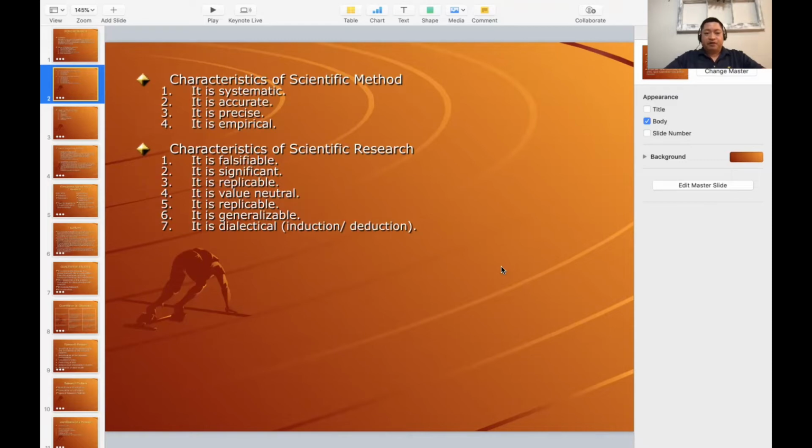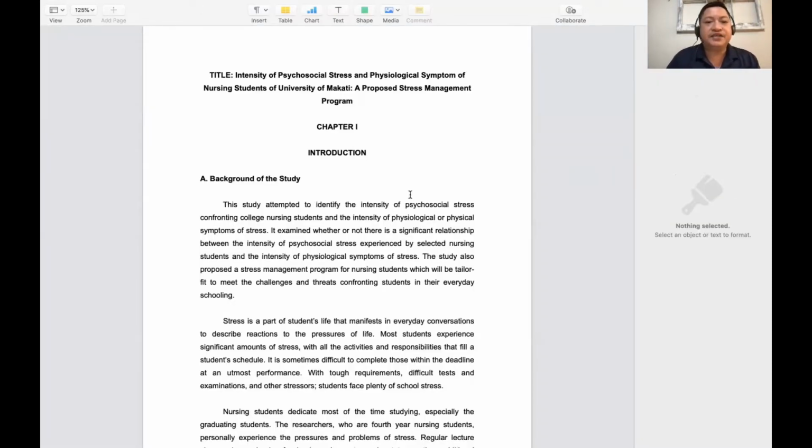For example, this is a thesis of college students at University of Makati College of Nursing. Here, the title is Intensity of Psychosocial Stress and Physiological Symptom of Nursing Students of University of Makati, a proposed stress management program. So this will be my example throughout this lesson.